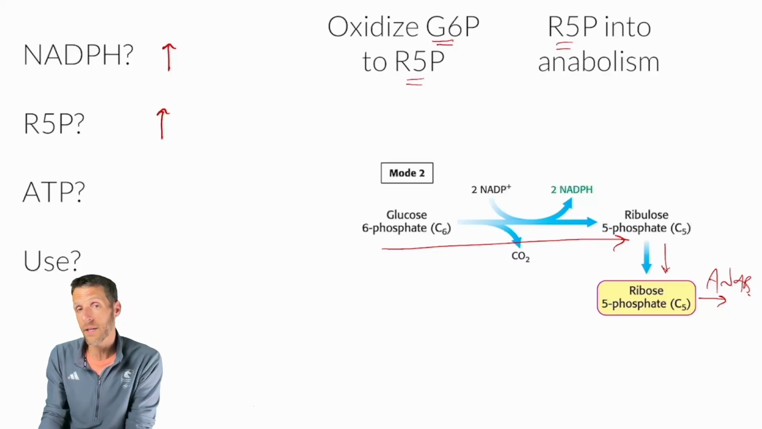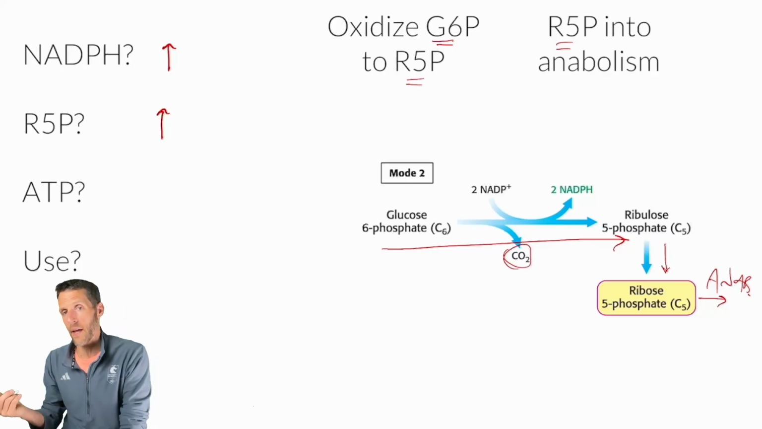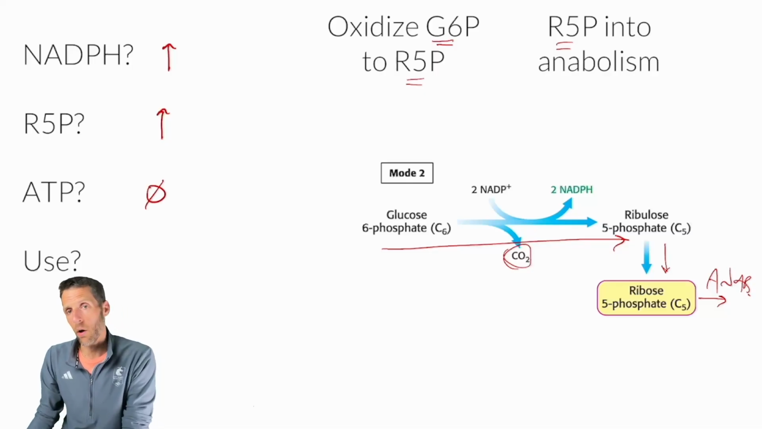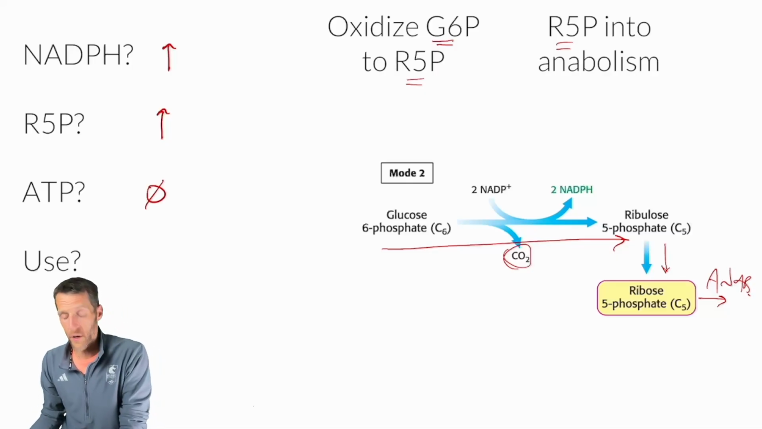But not as much as the last one, right? We're kicking off carbon dioxide here. Some of our carbons are being devoted to NADPH, not to R5P. ATP, turns out we're not actually using any at all. And so what is this useful for?